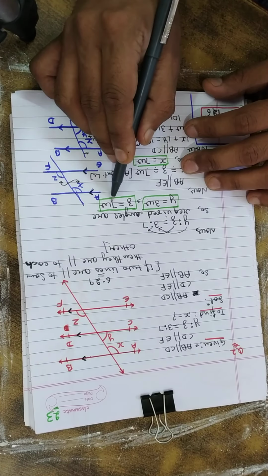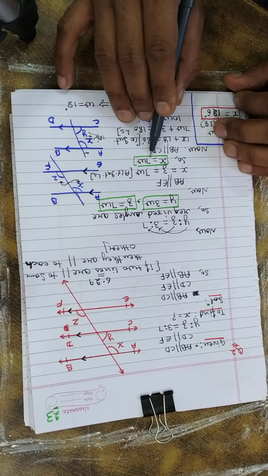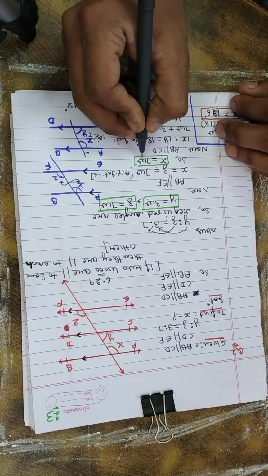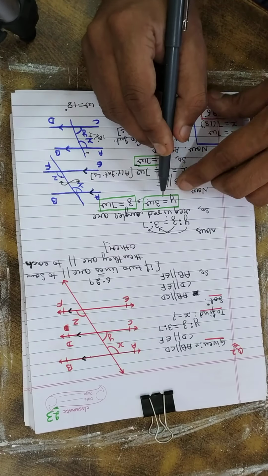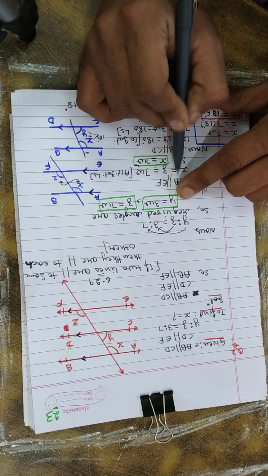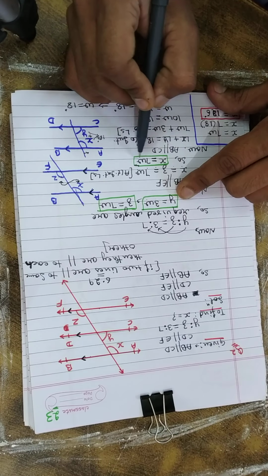If z is equal to 7w, then x is also equal to 7w. So now you get the value of x in terms of w also. Now all the angles x, y, z are in terms of w: w, 3w, 7w and 7w.